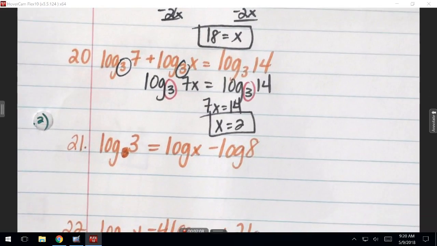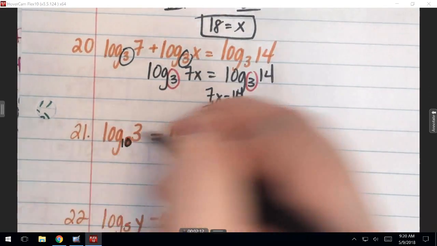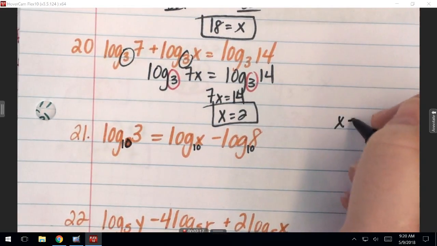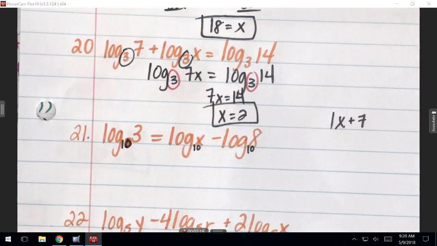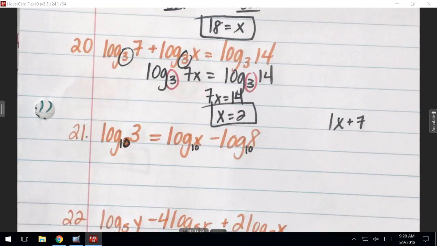Number 21, still involving rules of logarithms. When they don't write the base, it's understood to be a 10. If you want to write it, you can. It's kind of like when we see x plus 7, we know there's a 1 in front of that x. We just don't bother to write it. We just normally don't bother to write the 10.